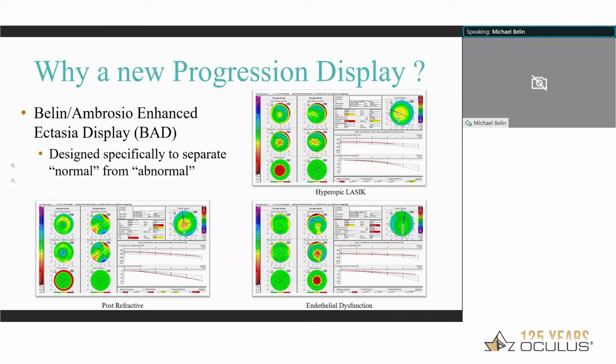So, excuse me, here's an example again of why we need a new progression display. And I mentioned here that the BAD display is really designed just to separate normal from abnormal, or for refractive screening. You can see on the lower left a highly abnormal BAD display, but that's post-refractive. The upper right is hyperopic LASIK. You can see it looks very similar to an ectatic cornea. And on the lower right is endothelial dysfunction, marked corneal edema. All of these are abnormal. All of these will give us an abnormal BAD display. All of these are not true ectatic disease.